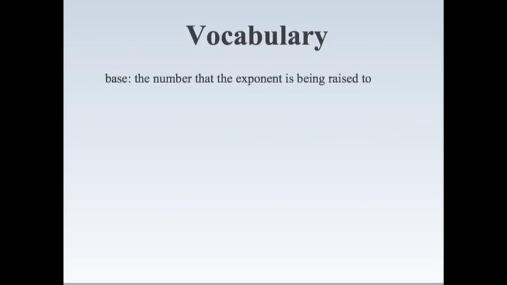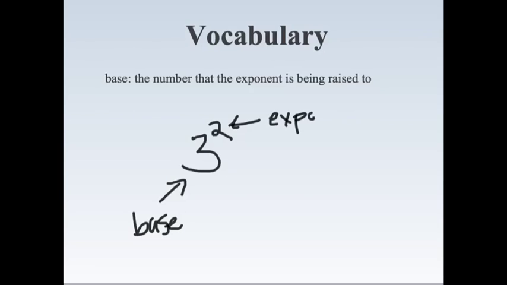The term base is used to refer to, in this case, the number 3, the number that is being raised to an exponent. So 3 is the base, 2 is the exponent, or power. Sometimes power is used as well, as we talked about before.